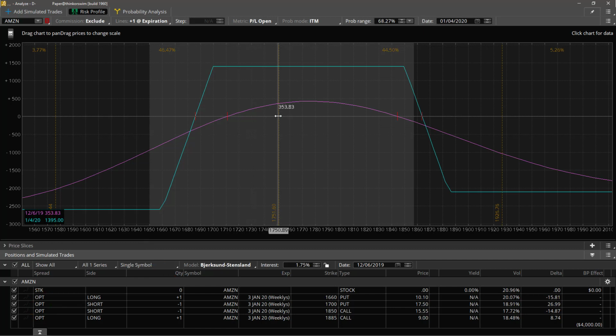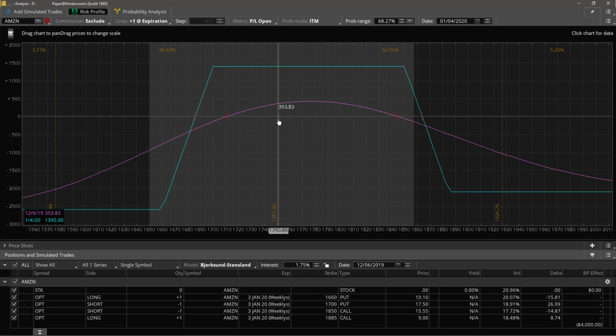The types of options are over here, the puts and the calls. The yield is not important unless you get bonds or something in there. Vol is volatility, the volatility of these options. And this is their deltas. The delta of the entire position is the sum of all these deltas. And of course, this is the buying power effect. So right now, $4,000 is being held by the brokerage in your account in order to maintain this trade.